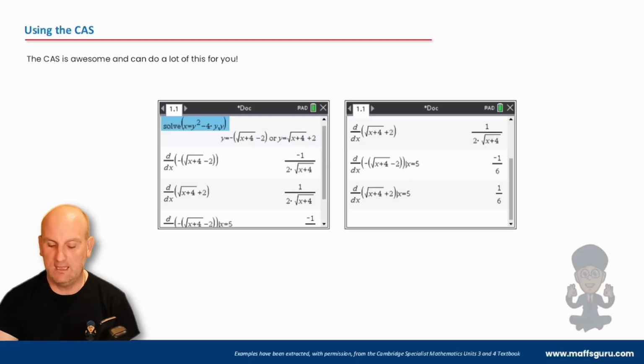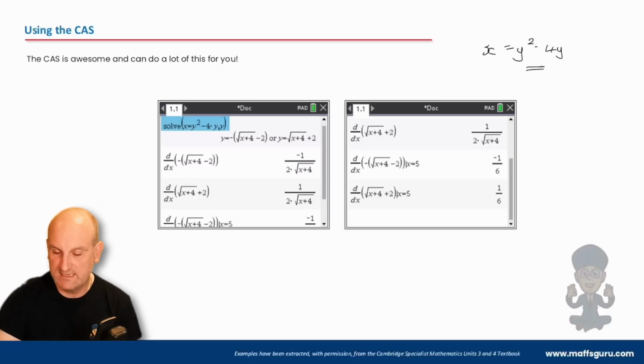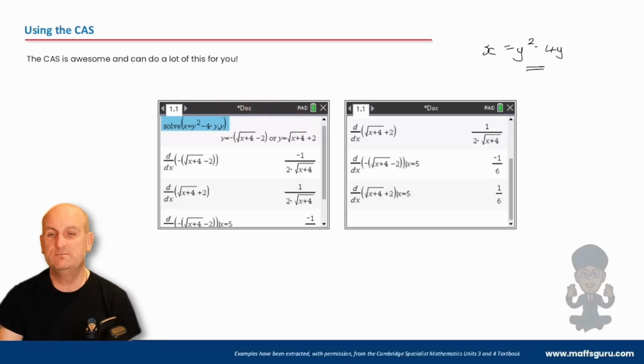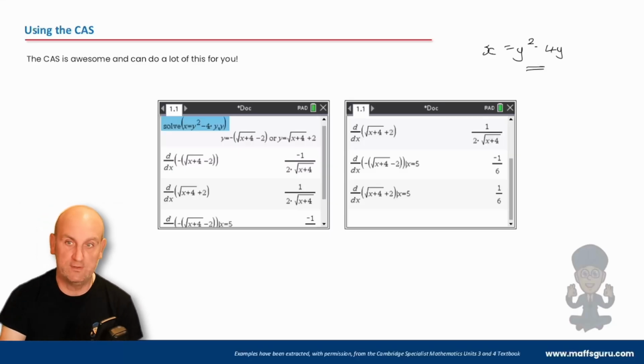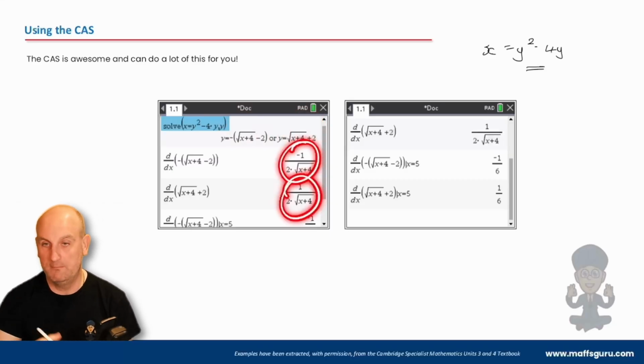Right, so we have a look here. X is equal to y squared minus 4y was the expression we were looking for. So putting this into my calculator, we can rearrange the equation to get y equals and y equals. The reason being is my calculator has a dy by dx function. It doesn't have a dx by dy function that I'm aware of. Having got my calculator to rearrange into the two values of y, I've differentiated this one and differentiated this one, and out come those two values.